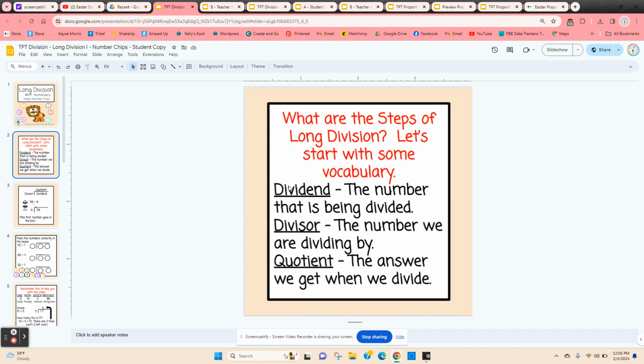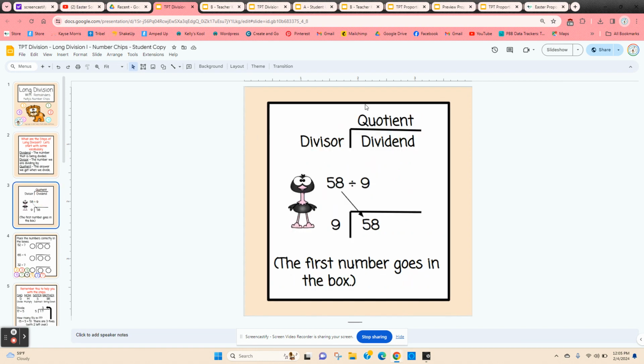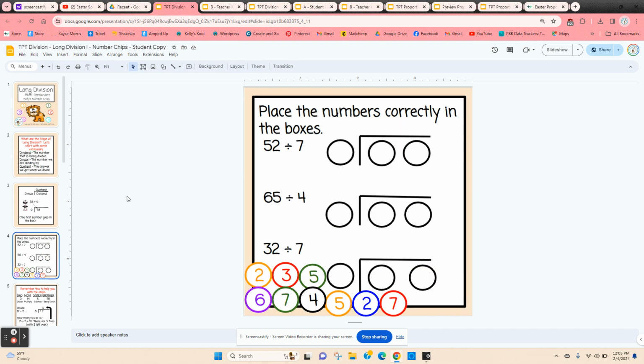It starts with some vocabulary, dividend, divisor, and quotient, and it shows students where each of these belong in the division problem. That first number goes in the box, the dividend. Students are going to start on slide 4. So this slide moves from just basic steps and gets more complicated as you go. So we're going to first ask the students just to place the numbers correctly in the problem.